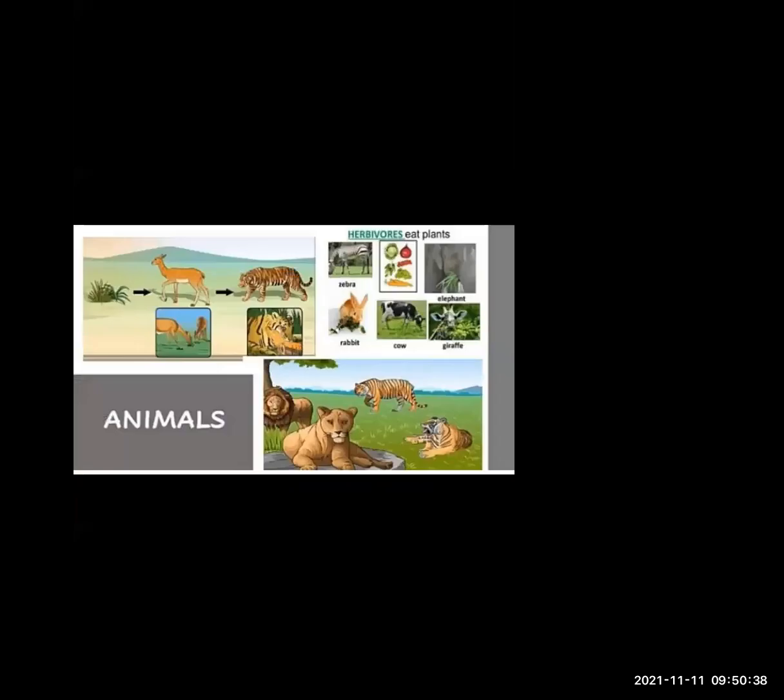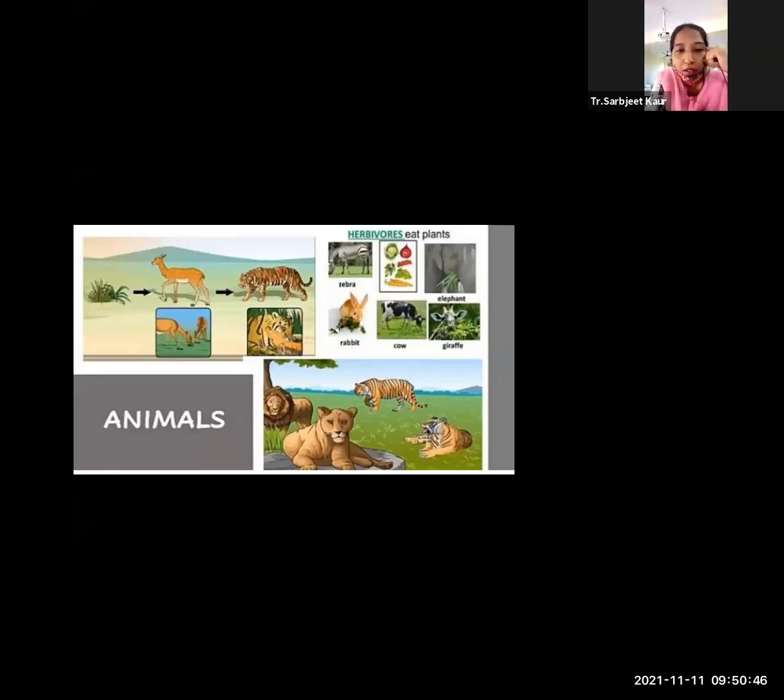Okay, now let's move further. You can see the herbivorous animals eat plants. This you all know. Grass is eaten by deer, and then deer is eaten by tiger. The first one is carnivorous, then in this second picture, herbivorous animals eat plants. Zebra, elephant, giraffe, cow, rabbit, all these animals are eating plants.